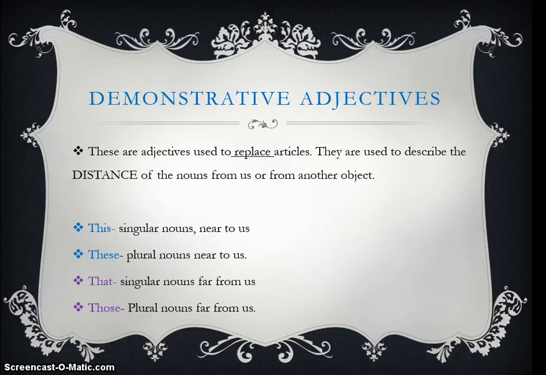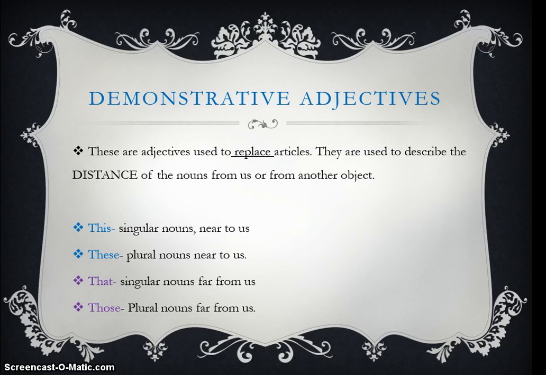Finally, we have demonstrative adjectives. These are adjectives used to replace articles. They are used to describe the distance of the nouns from us or from another object. We have 4 demonstrative adjectives in English: this, these, that, and those. This is used to replace articles that are singular nouns that are near to us. These are used to replace articles for plural nouns that are near to us.